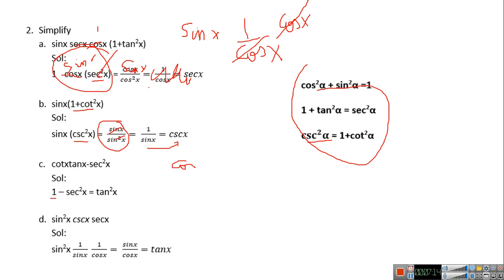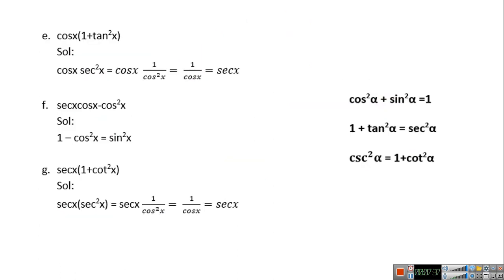Cosine x over sine x, and tangent is sine x over cosine x. So all simplify to 1. So 1 minus secant square x, you know that 1 minus secant square x is equal to minus tangent square x. So here you have minus 1 minus tangent square x.